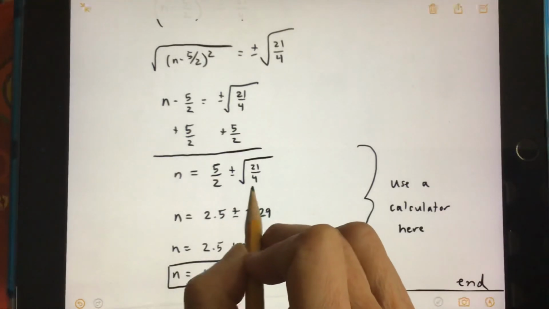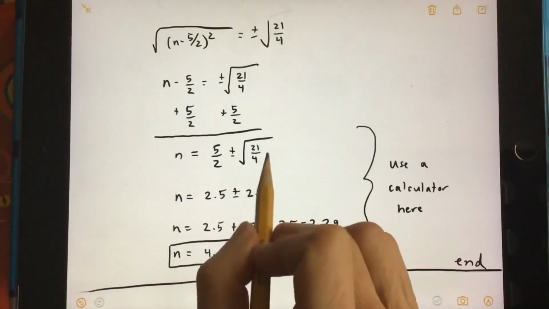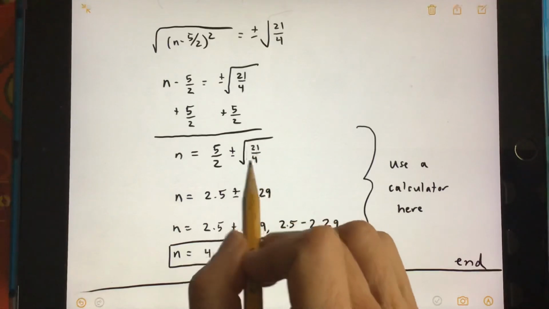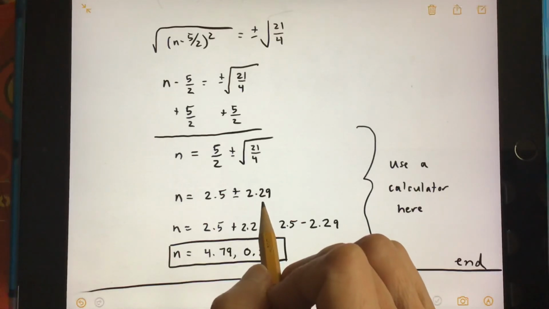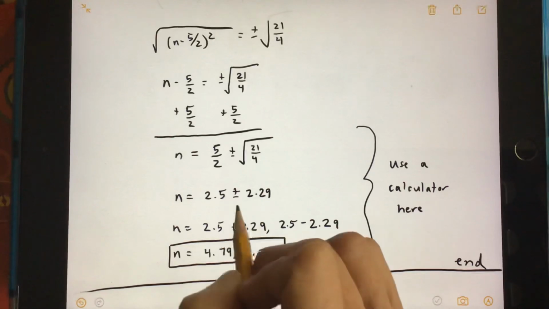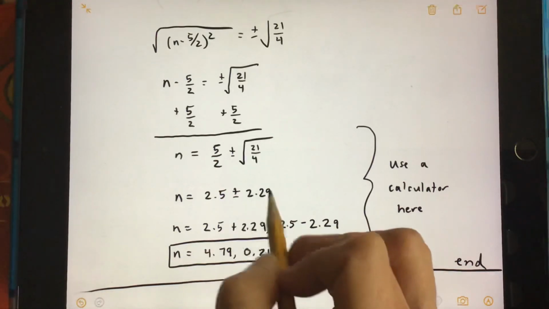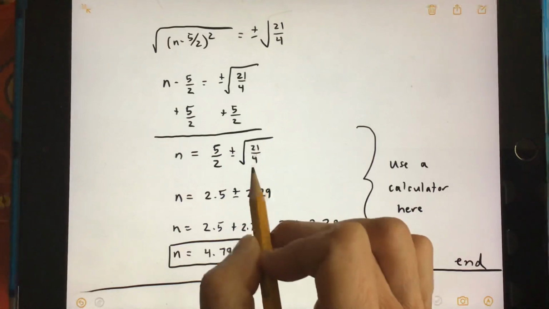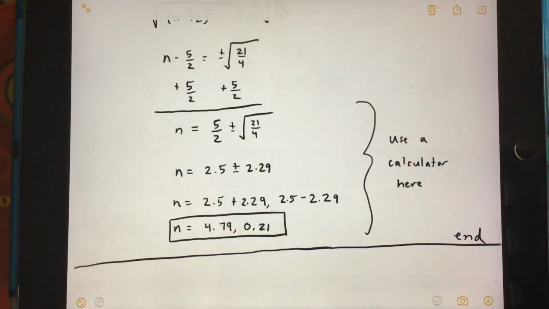Now, it is true that the square root of 4 is 2, but I'm not going to bother with simplifying it in that way. I'm just going to put all of this in my calculator, 21 divided by 4, and then taking the square root of that. And that will give me 2.29 rounded to the nearest hundredth. So now I have 2.5 plus or minus 2.29. I've rewritten the 5/2 in decimal form just because I've written the square root of 21/4 as a decimal. Just makes it easier to add and subtract those two numbers.